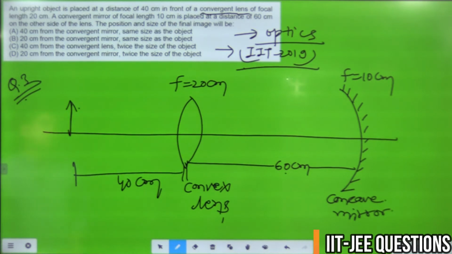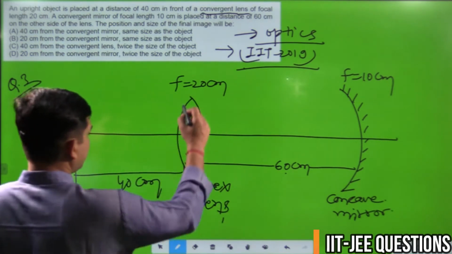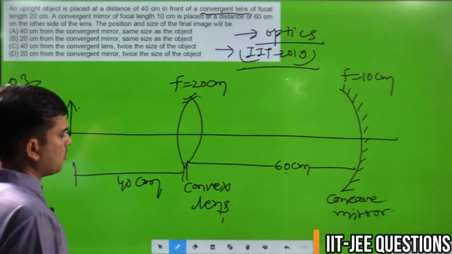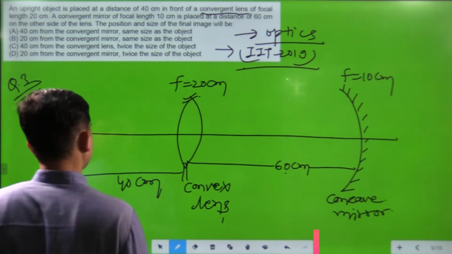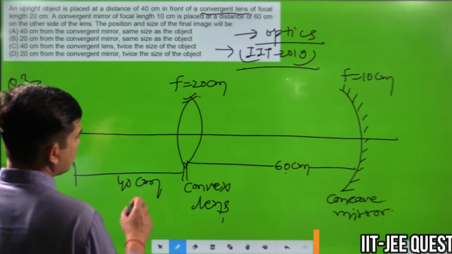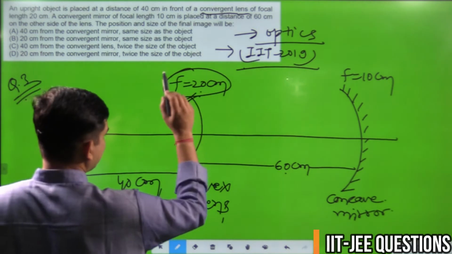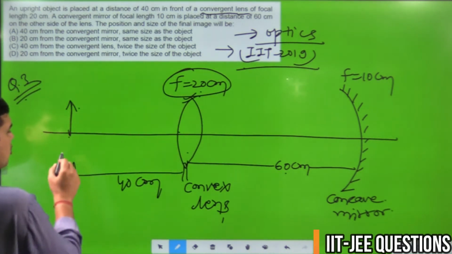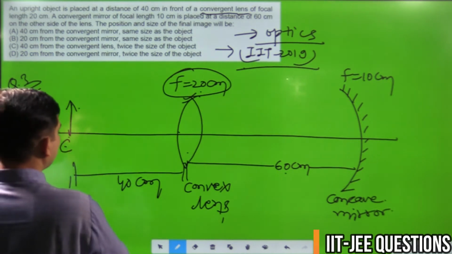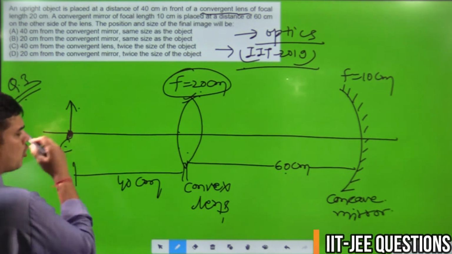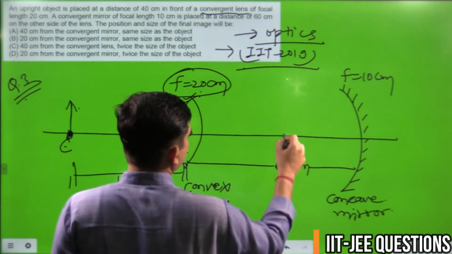Just pause the video and think about it. First we will calculate refraction from this convex lens. It will form an image. As you know that focal length of this lens is 20 centimeter and object is placed at 40. It means object is placed at center of curvature. If object is placed at center of curvature in front of convex lens, then what happens? Image will also form at 40 centimeter.